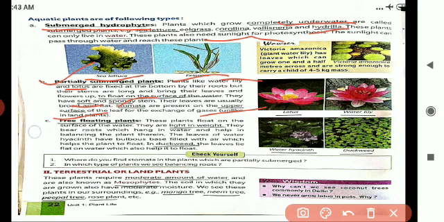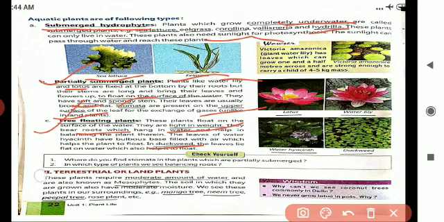The next type is free floating plants. What is that? Free floating. It will float on the surface of water. It will be light in weight. Only if the weight is less can we float. Okay, children, these plants float on the surface of water. They are light in weight. Here the best example is duckweed. It will float on the water.